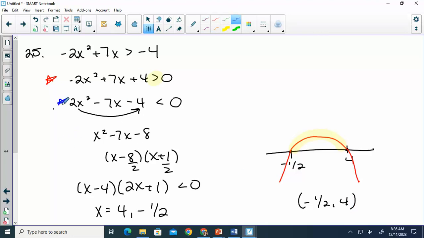if you use this one to draw your graph, it would have been facing upward, but you would have been looking for less than, which is still below the graph. So you just have to pick which line you're looking at to draw that. Alright, are we okay on those quadratic inequalities?